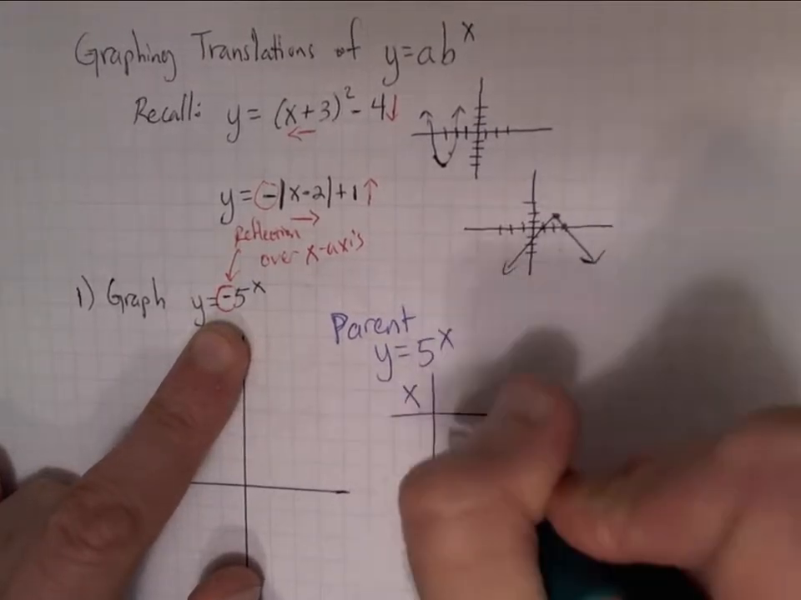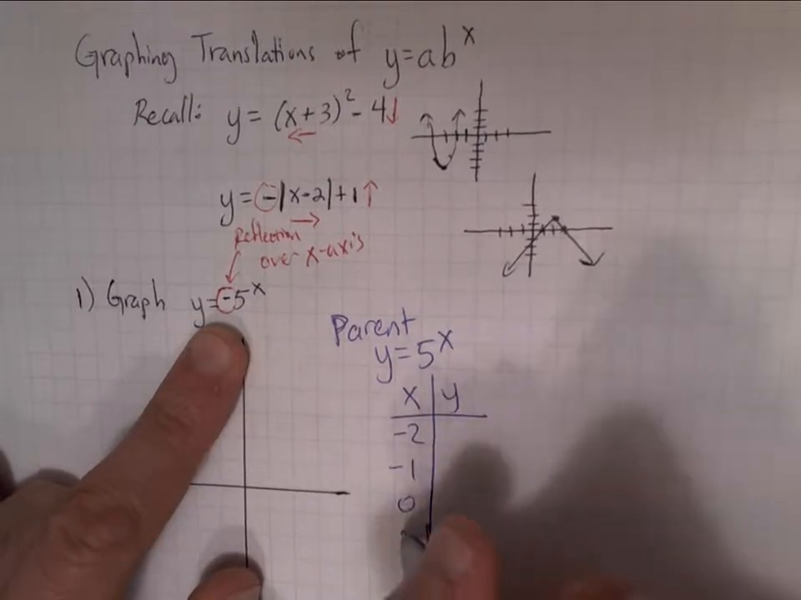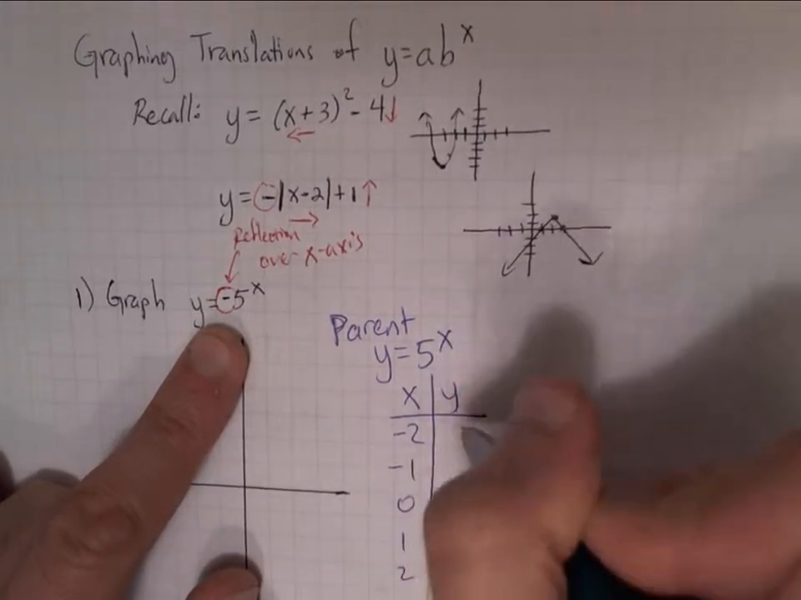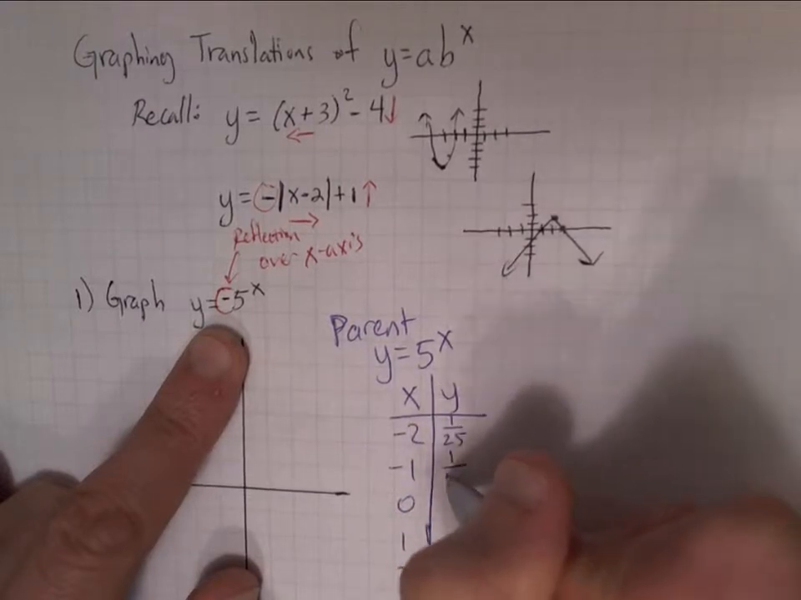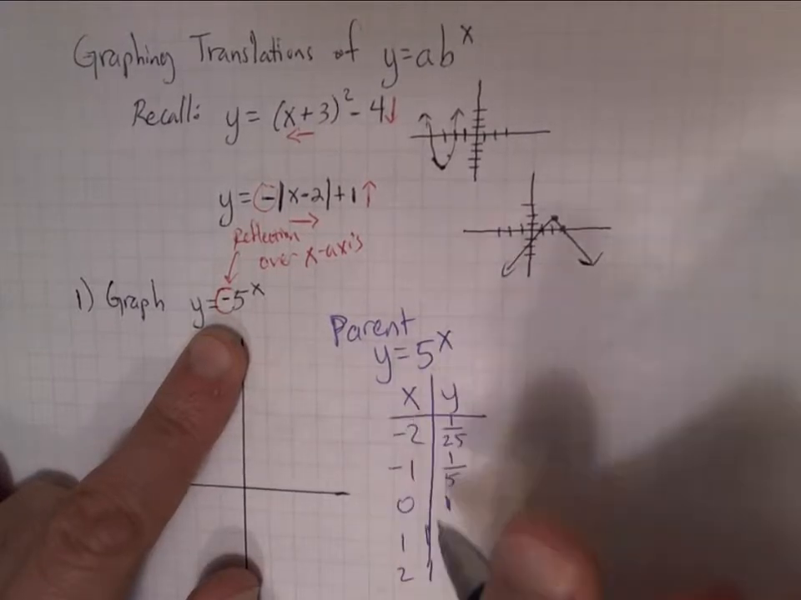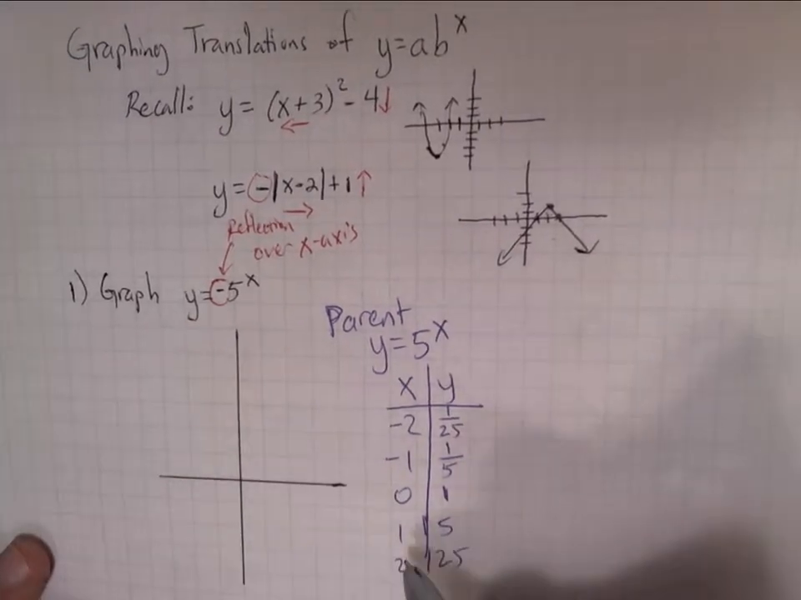Let's make a t-chart. So what would that look like? So negative 2, negative 1, 0, 1, 2. 5 to the negative 2 would be 1 over 5 squared, or 1/25. 5 to the negative 1 would be 1 over 5. 5 to the 0 is 1. 5 to the 1 is 5. 5 squared is 25. All right, so you can actually graph this parent first.